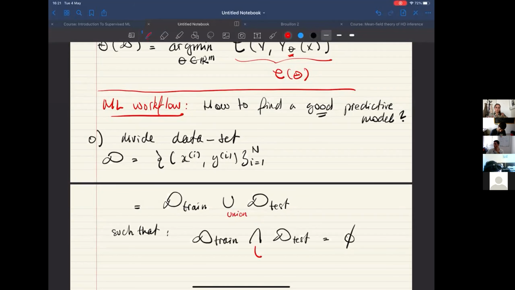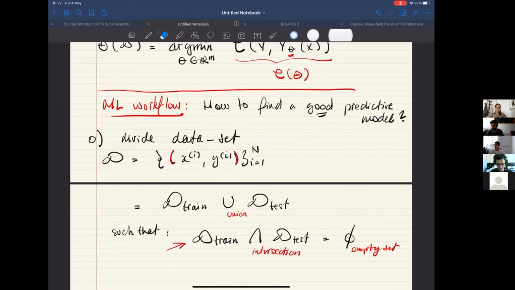Sorry for those for whom these kinds of things are trivial. This is the intersection, and this is the empty set. So this is the mathematical way of writing that there are no samples, and by sample I mean a pair of input-output that belongs to the original training data, there is not a single pair that belongs to both the training data and the test data. They have nothing in common.